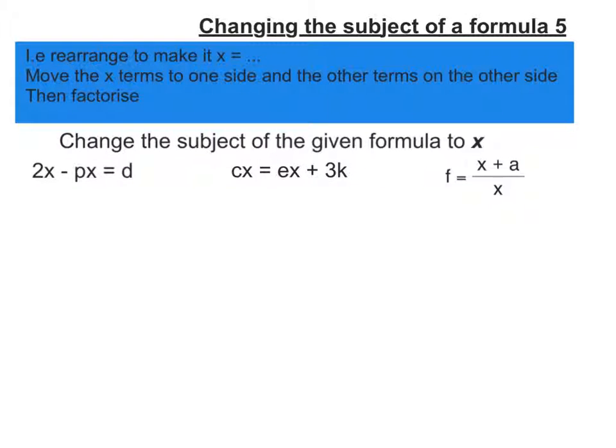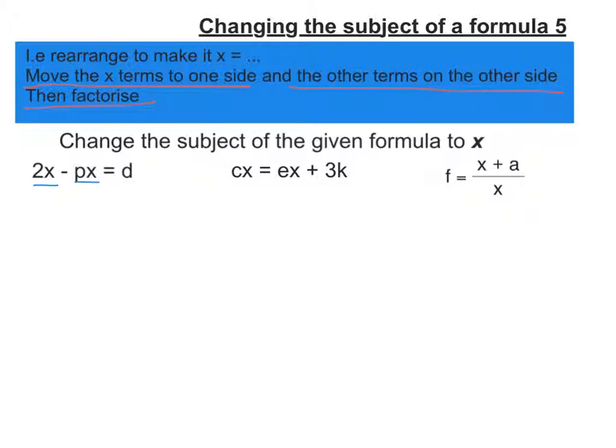In this video, we're going to look at changing the subject of the formula when we have to do some factorising. So you'll see when you have to do factorising is whatever you want to change the subject to be, it'll have more than one term. So for instance, in this first question here, we have a 2x here and a px, so 2x terms. So the first thing I need to do is move the x terms to one side. And then once you've done that, move the other terms to the other side, then factorise.